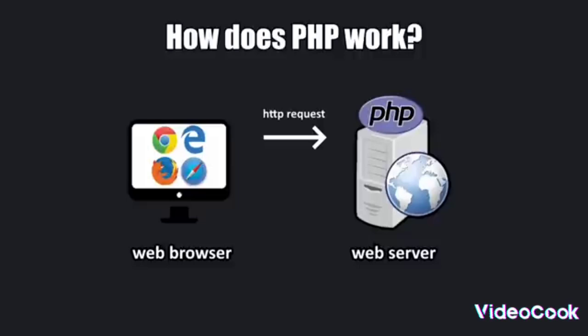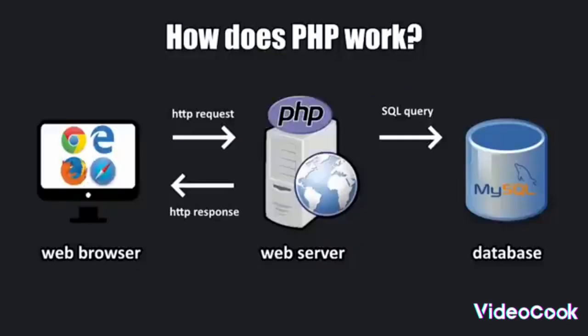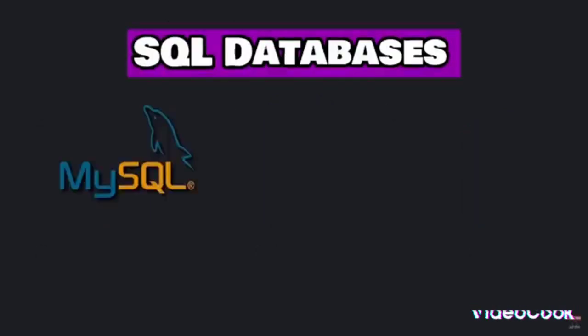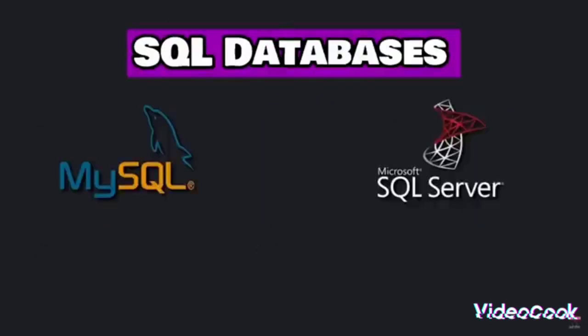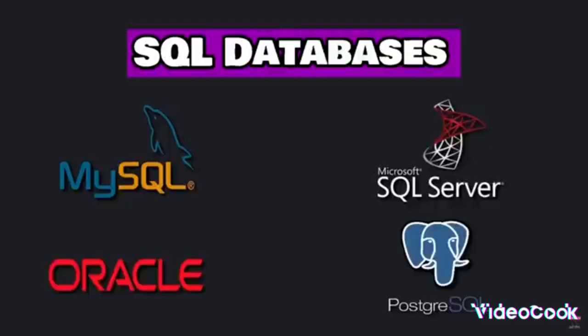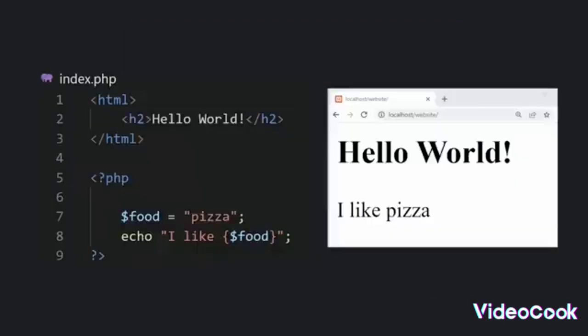A browser sends a request to a server, PHP on that server processes that request, then the server sends HTML back to the browser. Our server running PHP can even communicate to a database, then back to the web browser. PHP is most commonly used with relational databases such as MySQL, Postgres, and Oracle. PHP can be written alongside HTML.